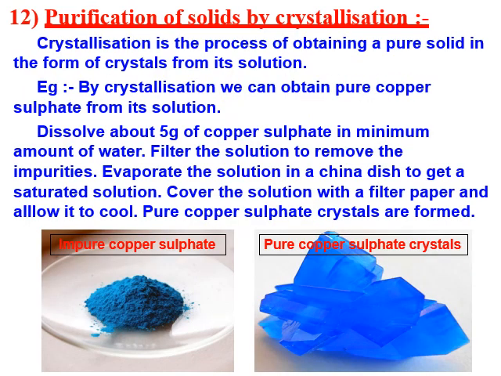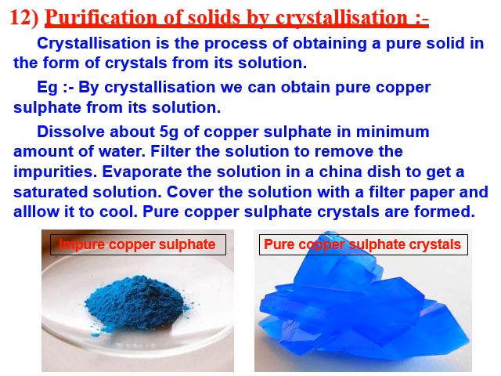Now, purification of solids by crystallization process. Crystallization is a process of obtaining a pure solid in the form of crystals from its solution. For example, by crystallization we can obtain pure copper sulfate from its solution.